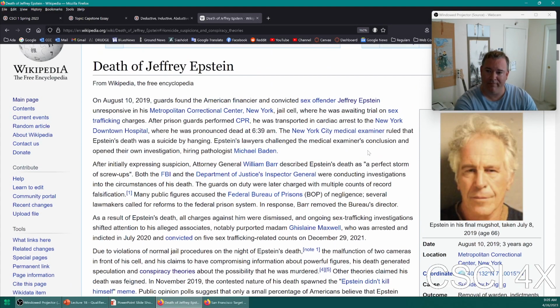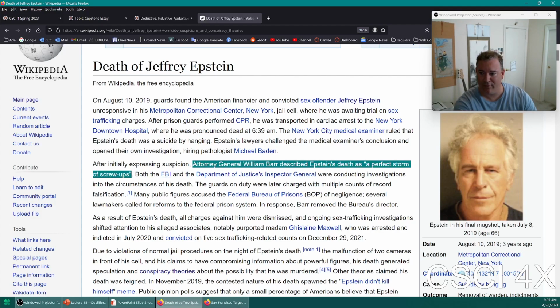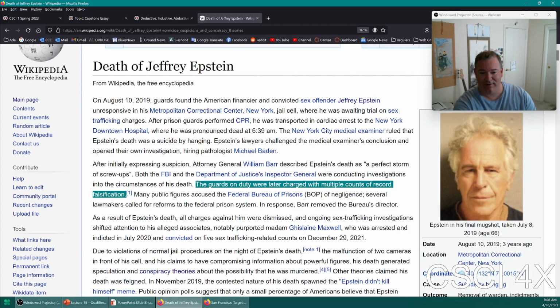However, as William Barr said, his death was a perfect storm of screw-ups. So you had an issue with the guards sleeping while they were on duty and then falsifying their records, saying that they weren't sleeping. You had cameras that were on his quarter not working at the time of his death. The guards were actually charged with records violations.